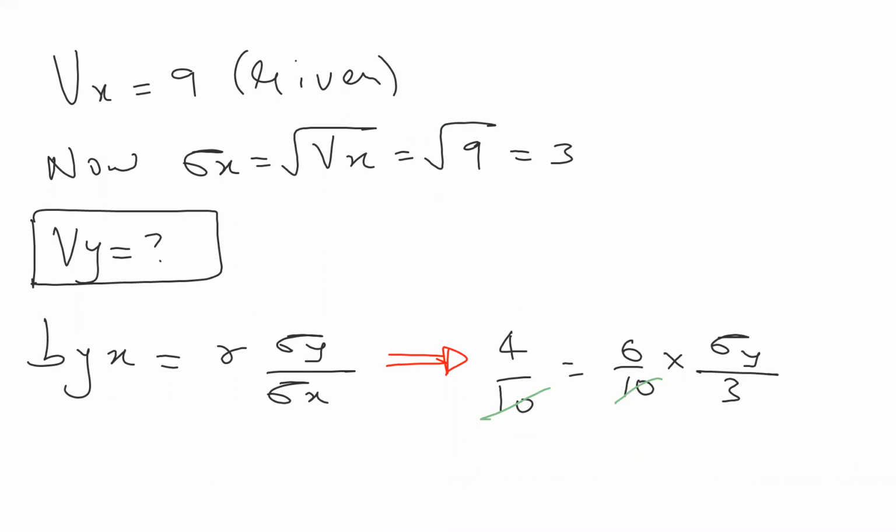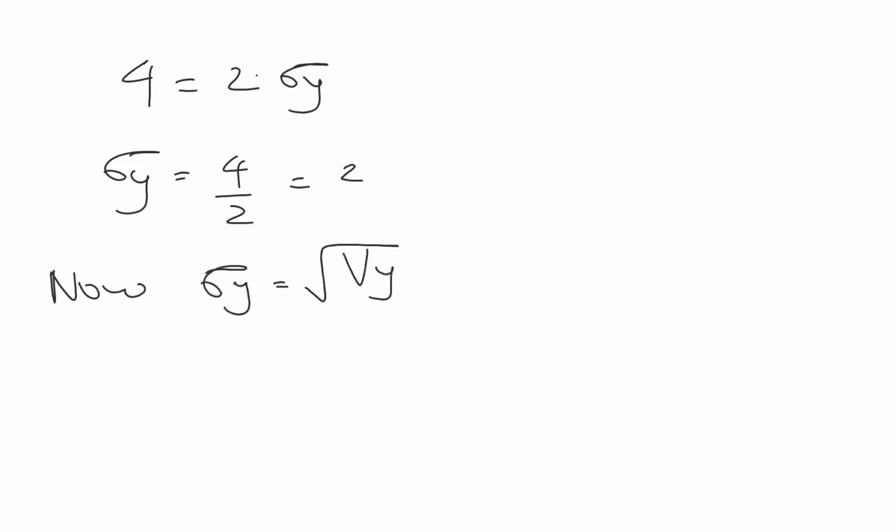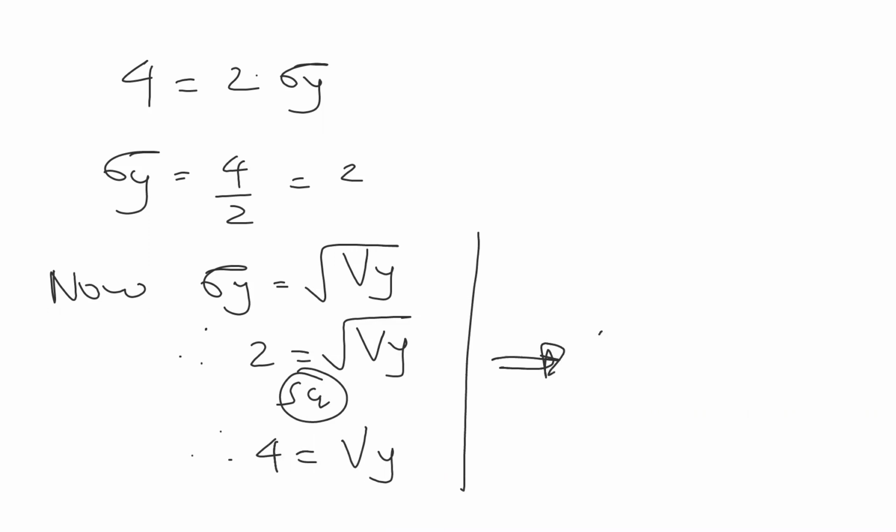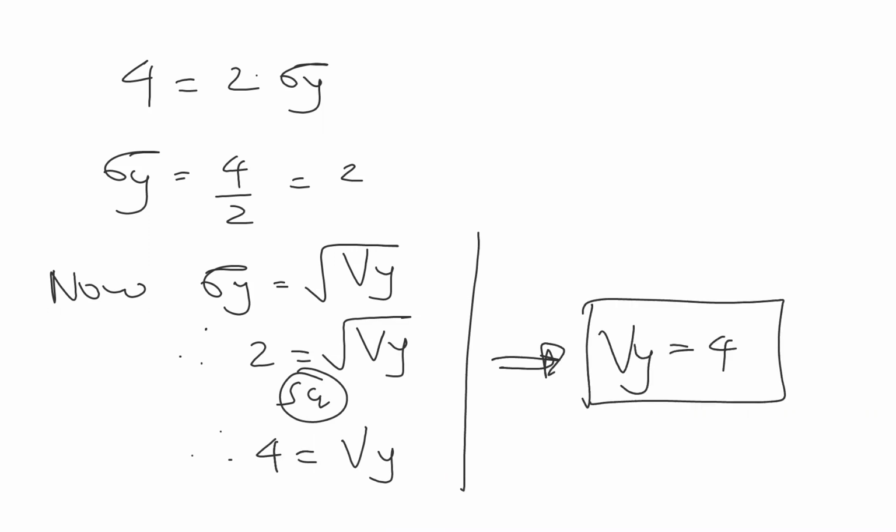So 10 and 10 will get cancelled on both the sides. 3 ones are 3, 3 twos are 6. So I'll take this to the next page. 4 is equal to twice sigma y. So sigma y is equal to 4 upon 2, which is equal to 2. Fine. So we got the value of sigma y. Now sigma y is equal to root of variance of y. Therefore 2 is equal to root of variance of y. Squaring both the sides, 2 square is 4, and this is variance of y. This will give me variance of y is equal to 4. And that is what was required in the problem.